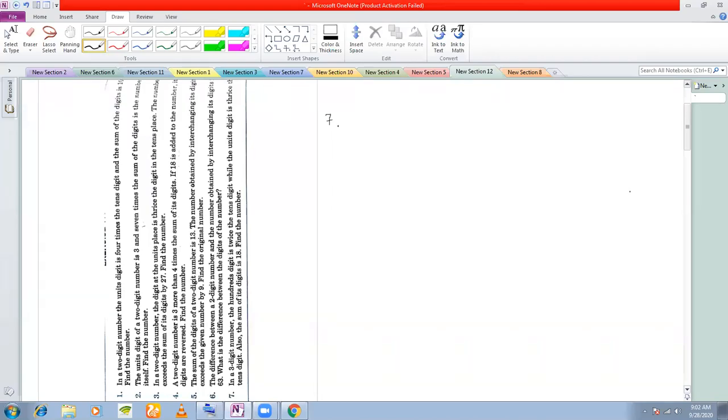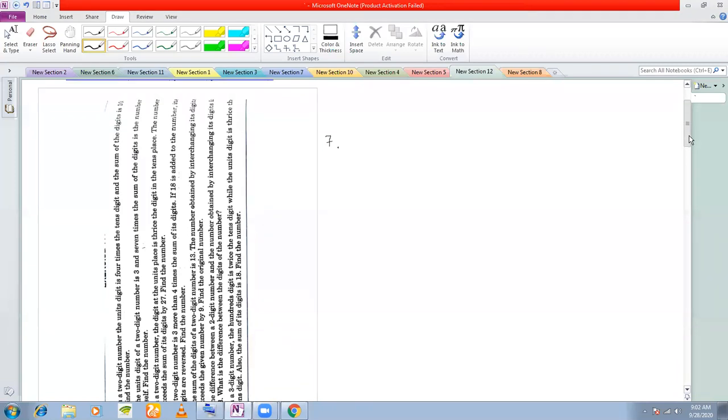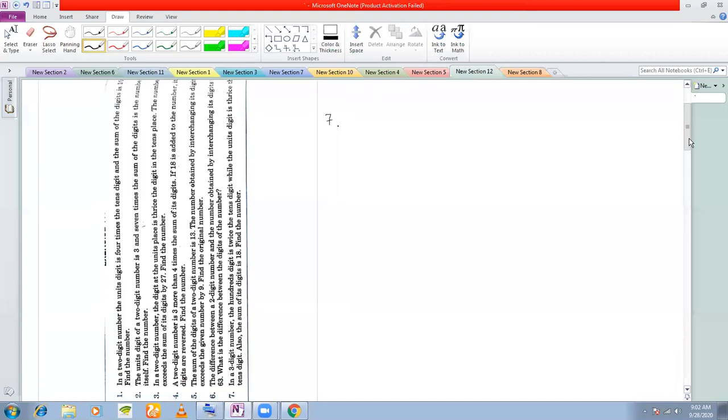In a 3-digit number, the 100th digit is twice the 10th digit. So the 100th digit is related to the 10th digit, while the units digit is thrice the 10th digit. So the units digit is also related to the 10th digit.